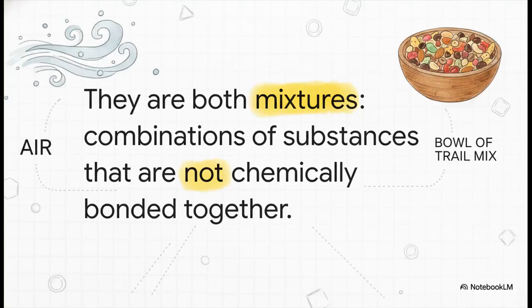And there it is. They're both mixtures. That is the big idea. A mixture is just a bunch of different things physically jumbled together. And this is the important part, they aren't chemically bonded to each other. Think of them like roommates. They're all living in the same house, but they haven't gotten married. They're still their own individual selves.